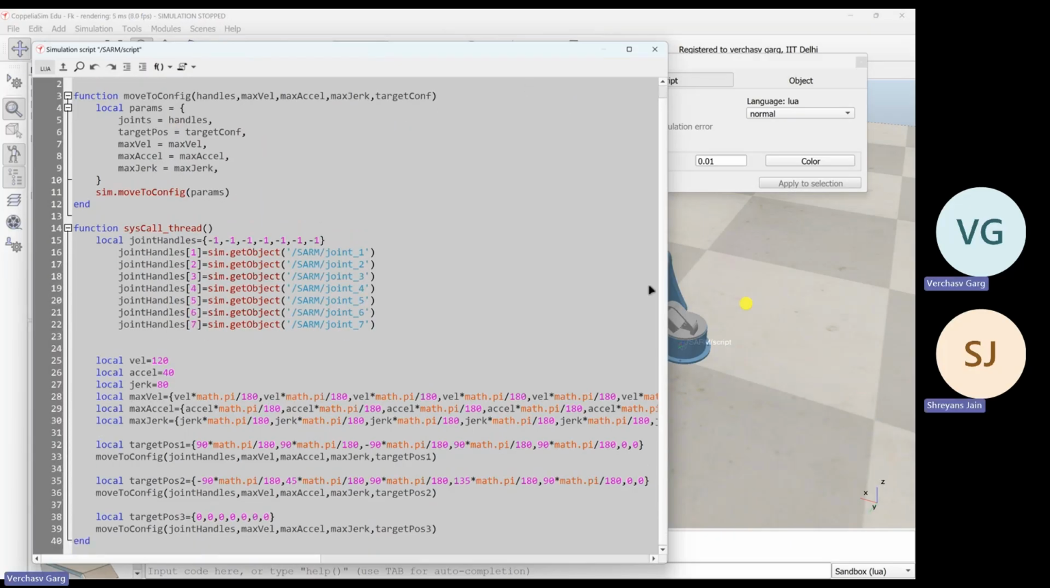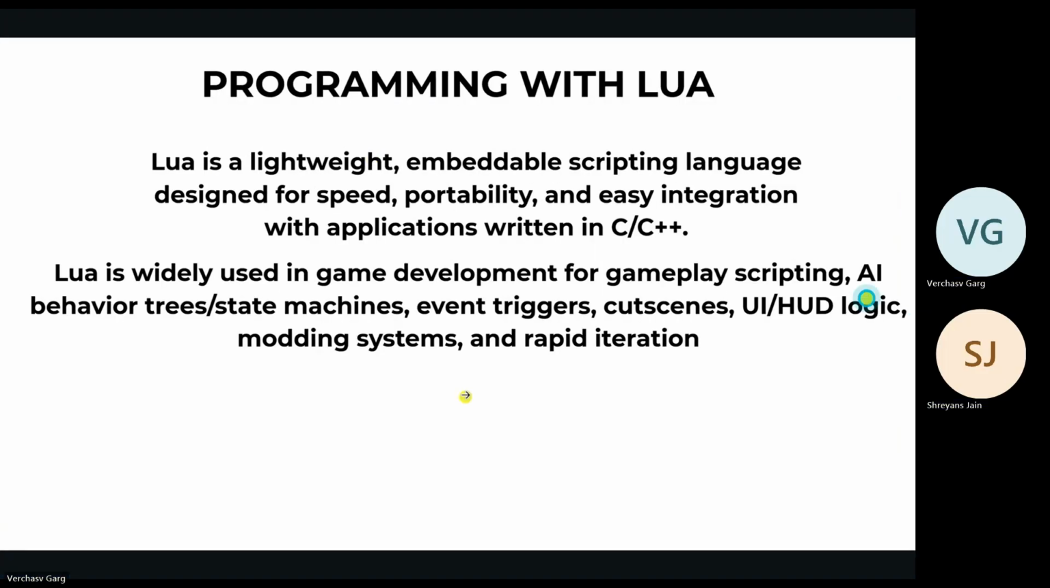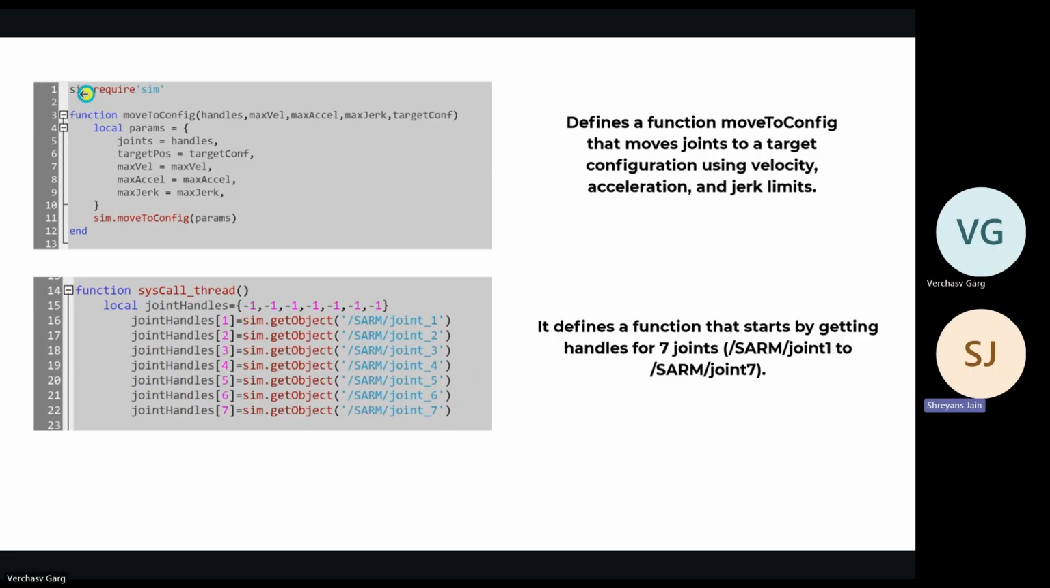You can see there's a bit of code here. So let me first explain the code. The first line is sim equals require sim. This is basically the initializer for a Lua script inside CoppeliaSim. Then we start by defining a function moveToConfig. It basically takes the target configuration and some limiters like maximum acceleration, velocity, and jerk to initialize the platform.